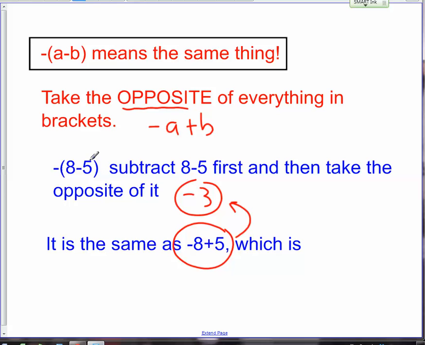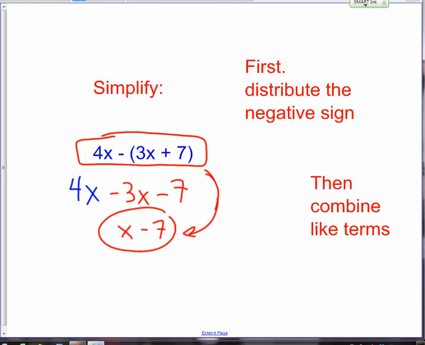And then we just wanted to prove it with numbers. So if I know what a and b are, I can actually do the subtraction. 8 minus 5 is 3, and the opposite of 3 is -3. And that's the same answer as taking the opposite of 8 and adding 5, which still is -3. So same thing with numbers or variables. Okay, then we did a lot of practicing.